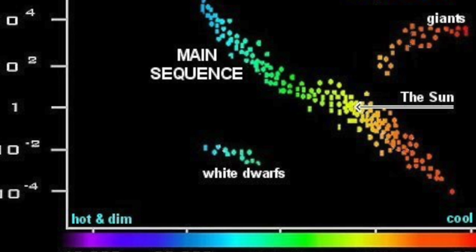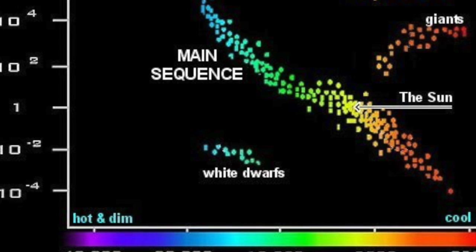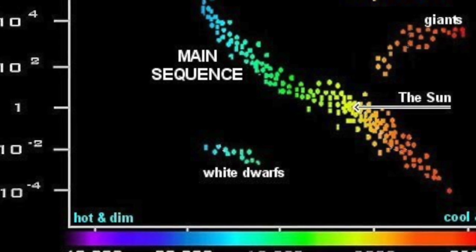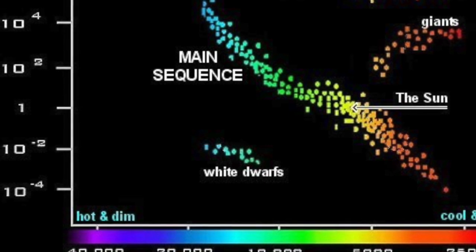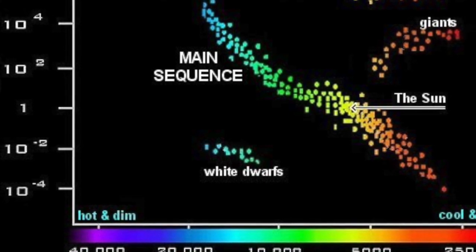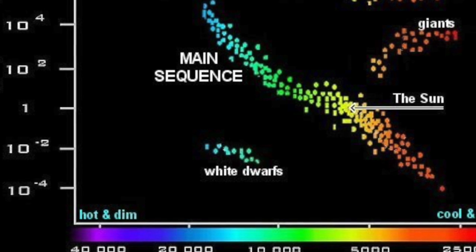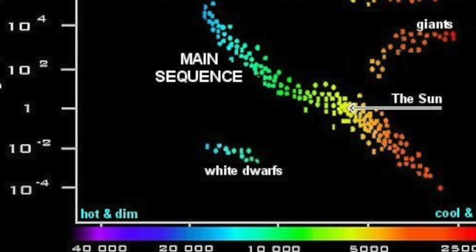90% of all stars are in their main sequence phase. All stars in the main sequence phase are burning hydrogen to helium. The rate at which a star burns up all its hydrogen depends on the size of the star. The larger the star, the less time it spends in the main sequence, and the smaller the star, the longer it spends in the main sequence.